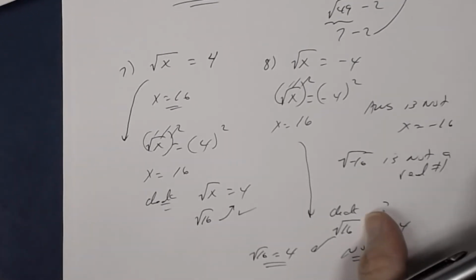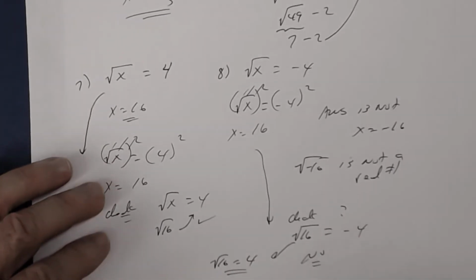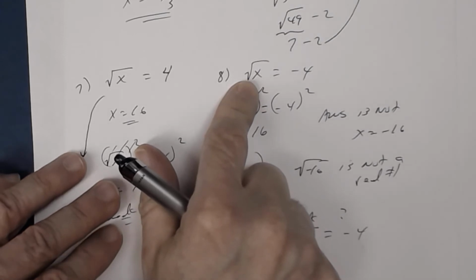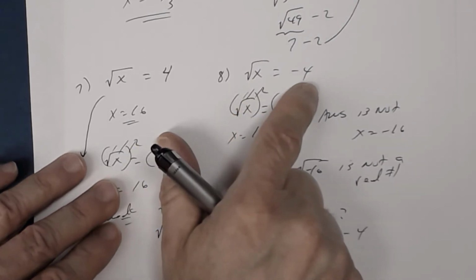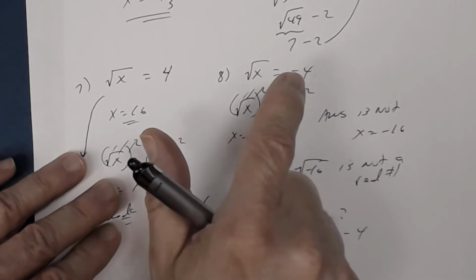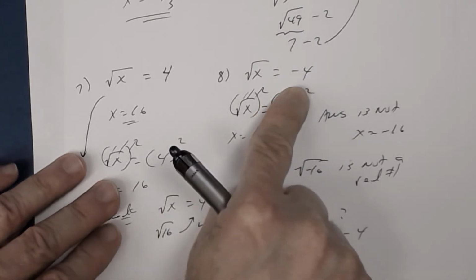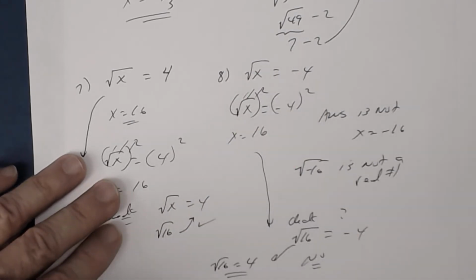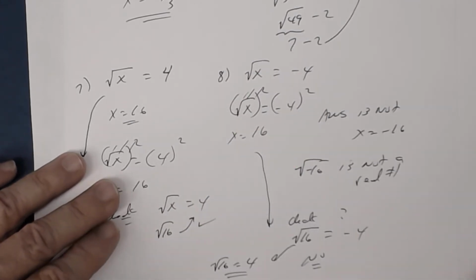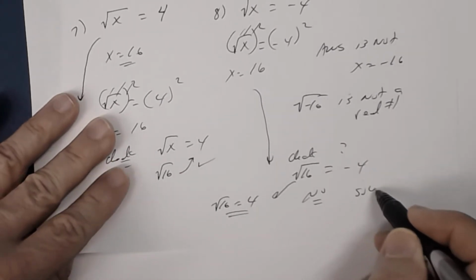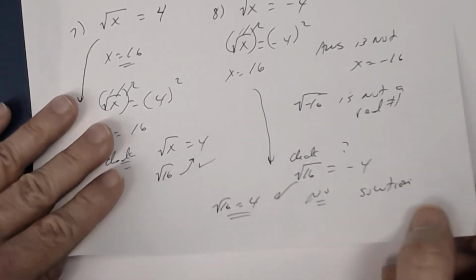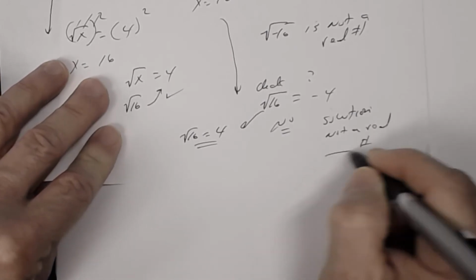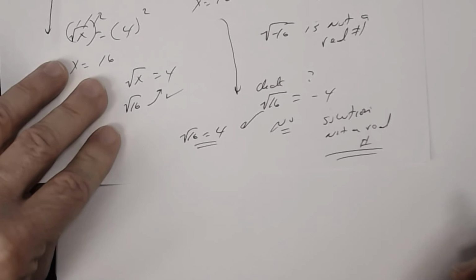So the point being this: when you have a square root on this side, and on the other side you have a negative number, a constant, then x is not a real number. So your solution, you're going to say, is not a real number.